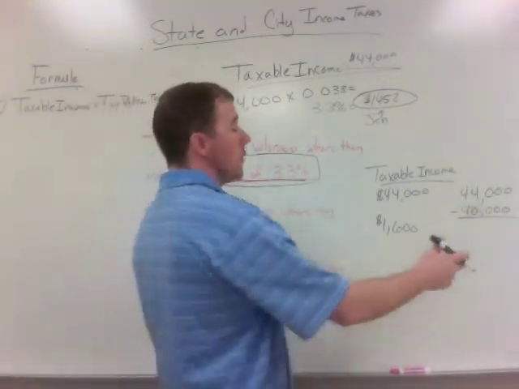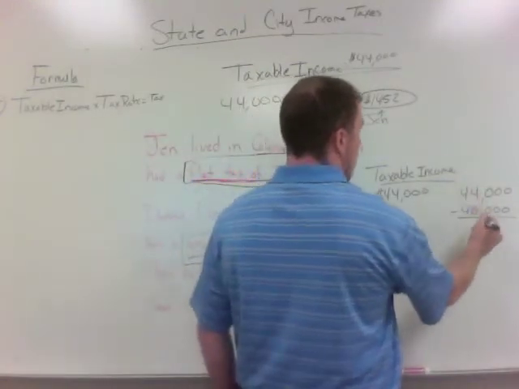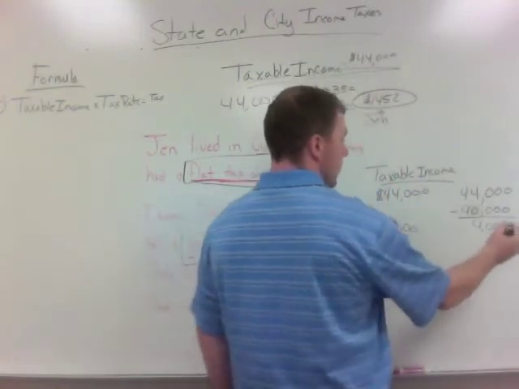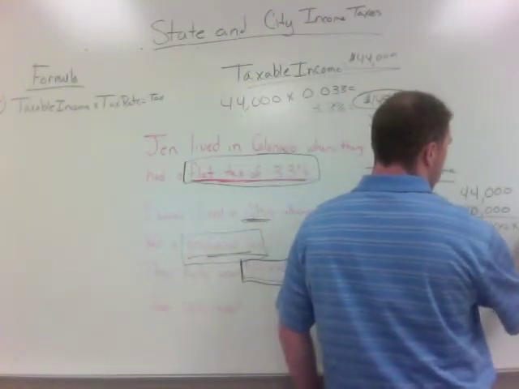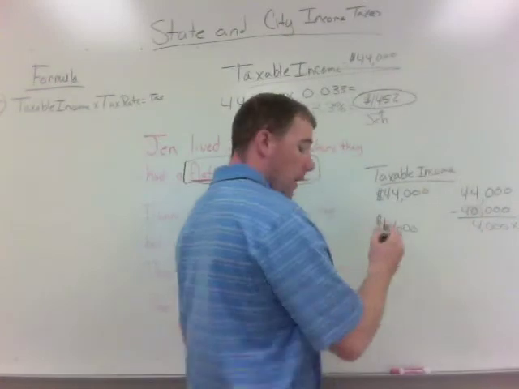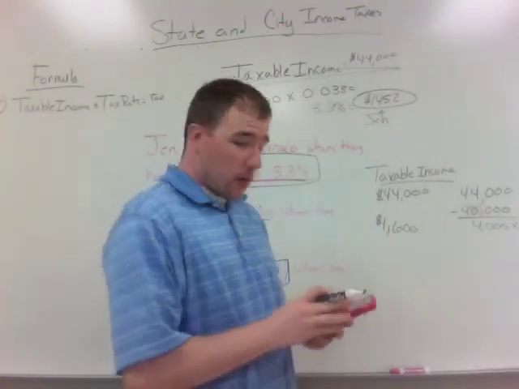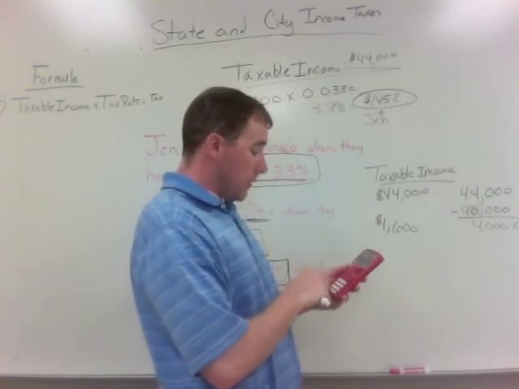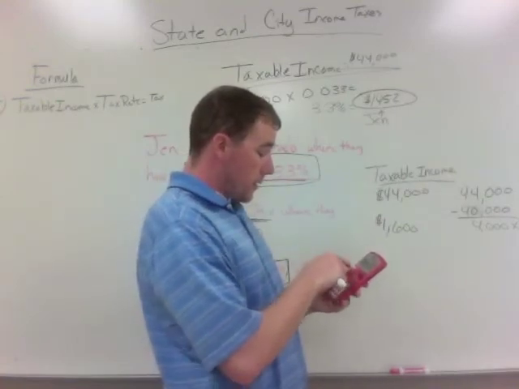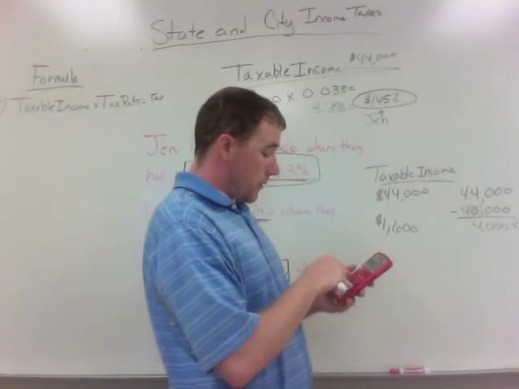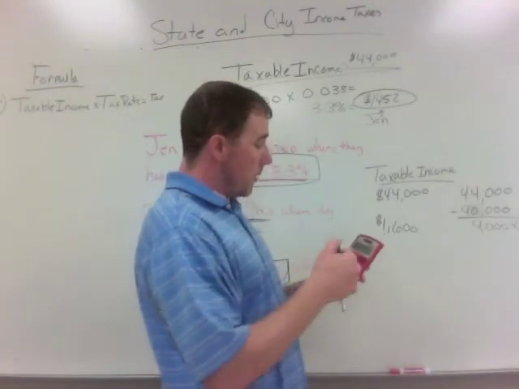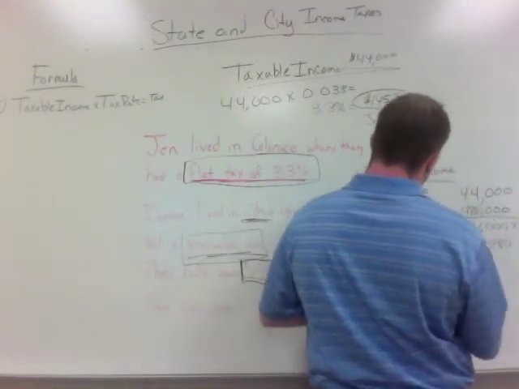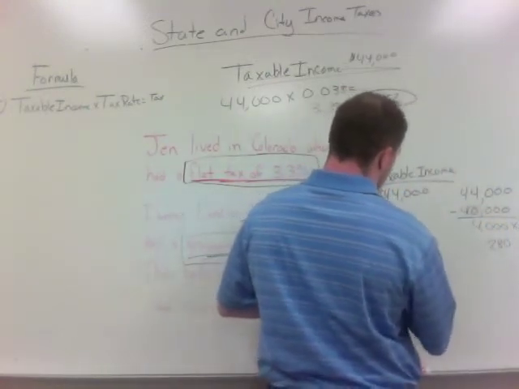So we have to figure out what's over $40,000. $4,000 is over that. So we're going to take 4,000 times 7%, and that's going to give us our total amount of state taxes. So 4,000 times 7% gives us $280. So we're at $280 in additional taxes, plus the $1,600.